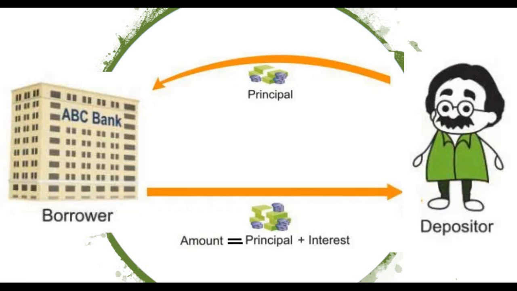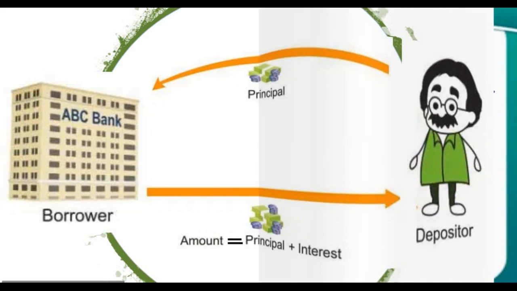So, amount means it is the amount paid back by the bank to Mr. Sharma. Amount is equal to principal plus the extra amount or the interest. So, the returned money is amount. It is equal to principal amount plus interest.